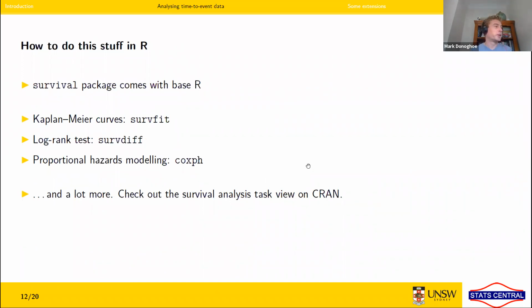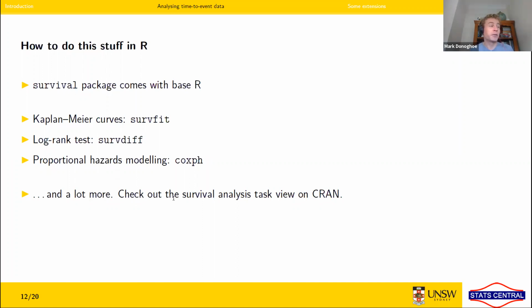So how do we do this stuff in R? These are all pretty basic pieces of survival analysis. So they come with the survival package, which comes preloaded with base R. If you want to do Kaplan-Meier curves, you can use the survfit function. Log rank test is survdiff, and proportional hazards modeling is coxph. And there are lots and lots more things in the survival package.